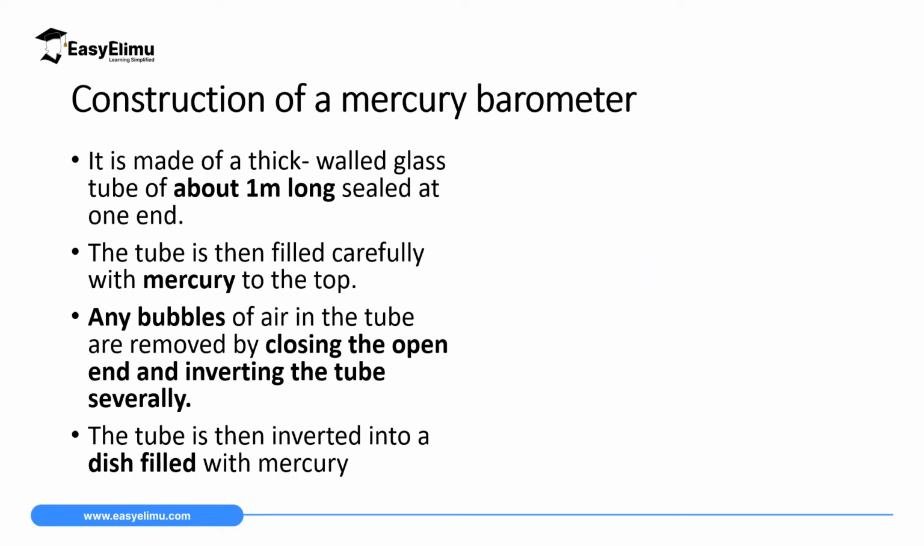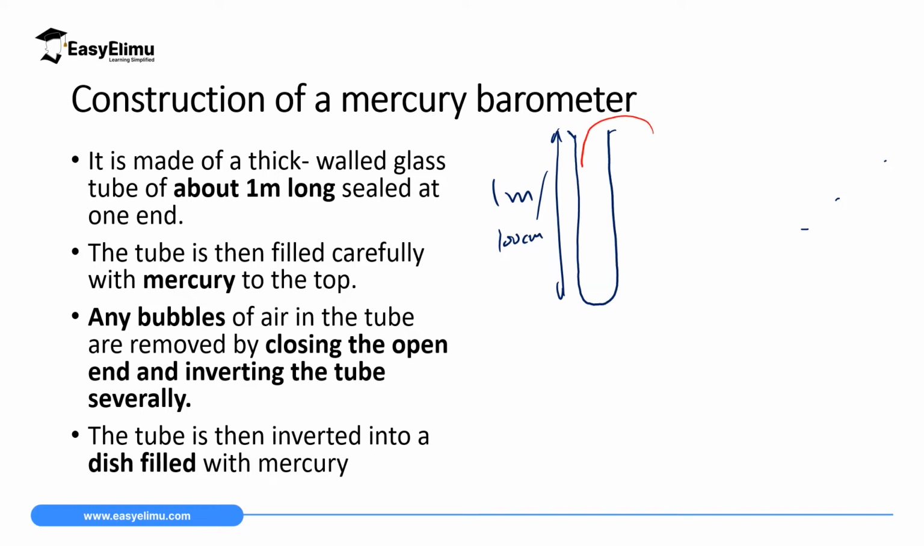Now the construction of a mercury barometer involves using a very thick-walled glass tube of about 1 meter. So you have to have a glass tube which is about 1 meter, the same as 100 centimeters. So you will have a tube like this one, and then the tube is filled carefully with mercury.